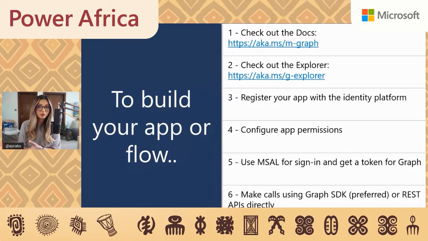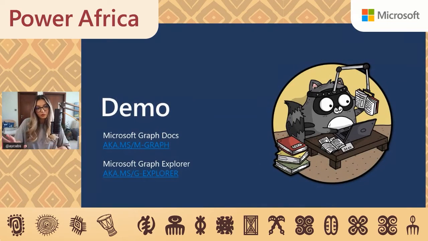You can call Graph using the Graph SDK. If you're building a mobile app, web app, or something like that, you can use the SDK. But if you're using Graph in a flow, let's say using Power Automate, then we need to use it as a REST API directly. So this is what we are going to do today. Just to show you a quick overview, I want to give you the places which are quite important in the documentation, as well as show you what Graph Explorer looks like, and then we will jump into Graph and Power Automate related topics.